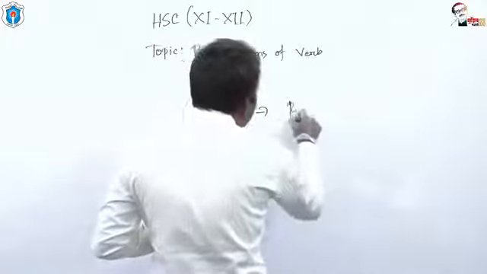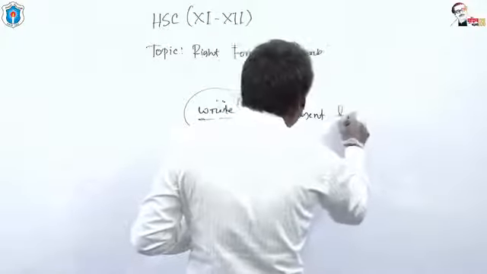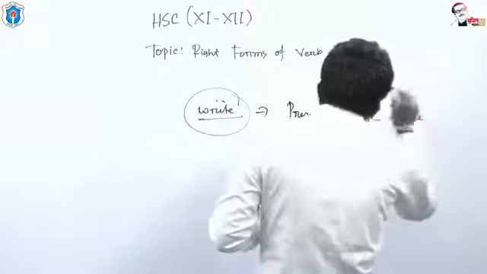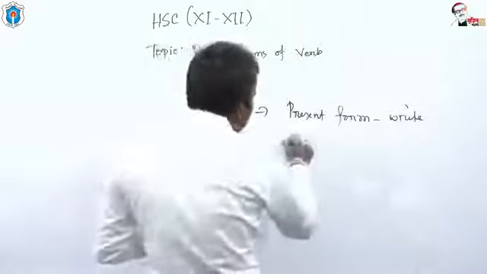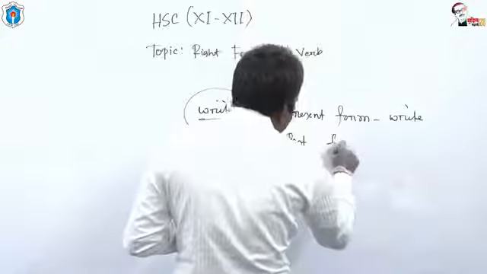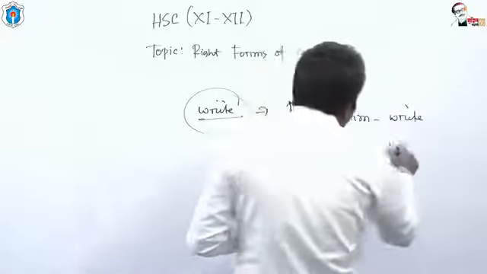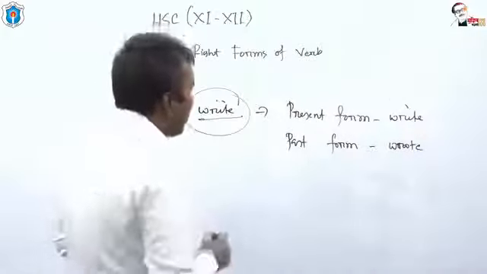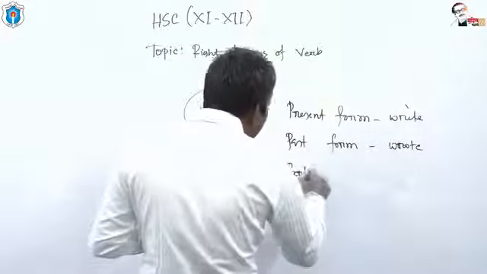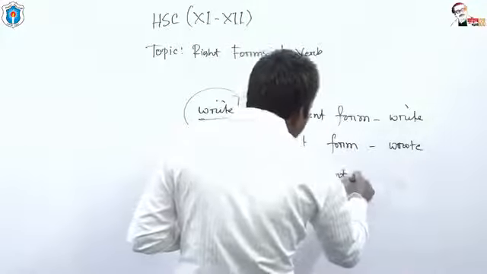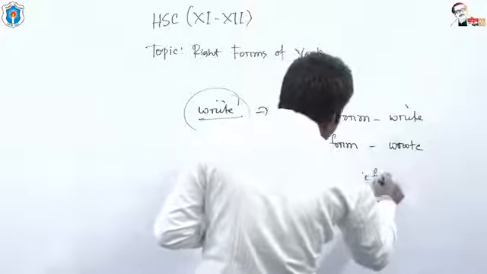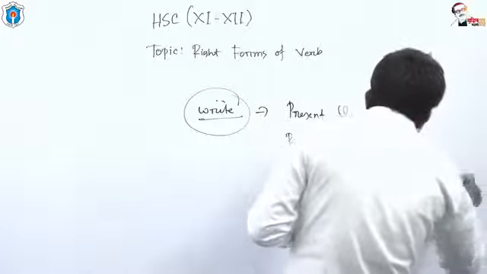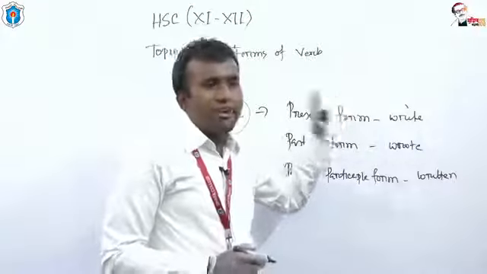What is the present form? The present form of write is write. Another form, past form. Look at, it's wrote. What is the past participle form of write? Written. Look at. Then every verb has 3 forms.